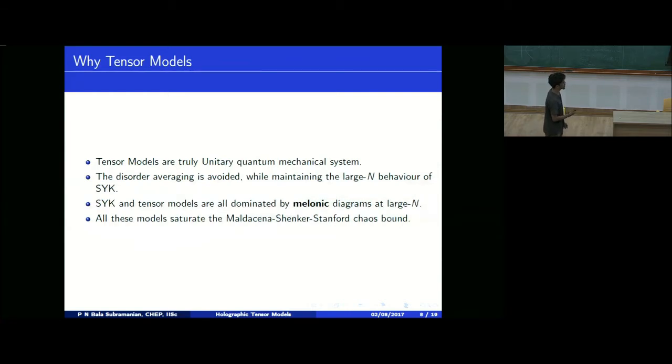So tensor models are truly unitary quantum mechanical systems, in the sense that you're not at any point doing any disorder average or anything like that. So you're really working with a quantum mechanical system. And while the disorder averaging is being avoided, the large N melonic structure of the theory of SYK is preserved. And all these models have been shown to saturate the Maldacena-Shenker-Stanford chaos bound.